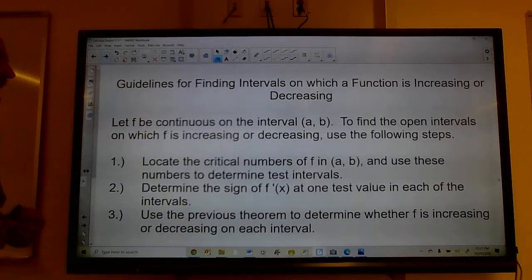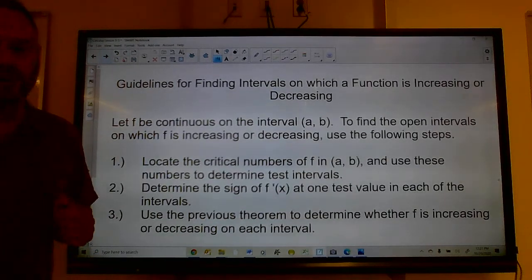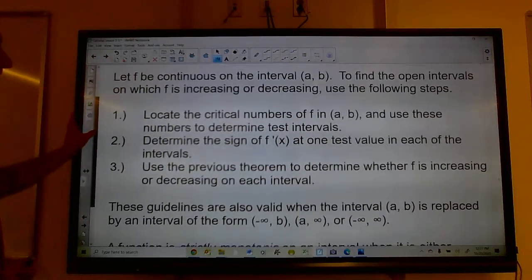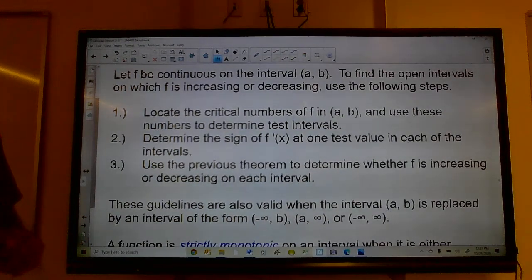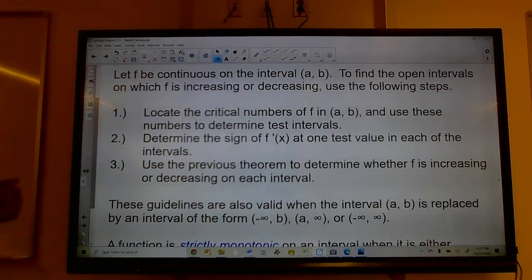Okay, so guidelines for finding intervals on which a function is increasing or decreasing. Let f be continuous on the interval AB. To find the open intervals on which f is increasing or decreasing, use the following steps. Locate the critical numbers of f in AB and use these numbers to determine test intervals. Okay, what are critical numbers? That's when the derivative is 0. Determine the sign of f prime of x at one test value in each of the intervals.